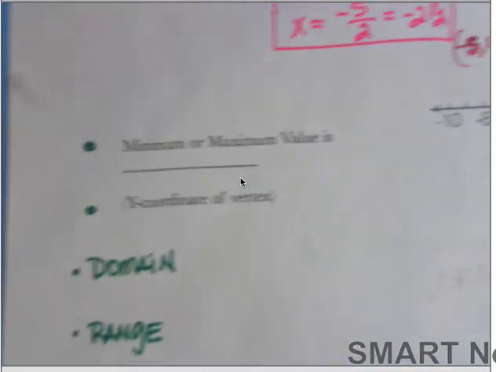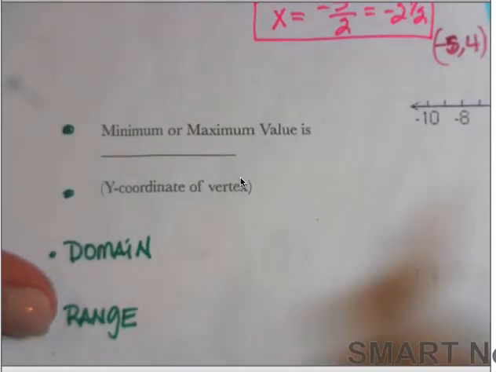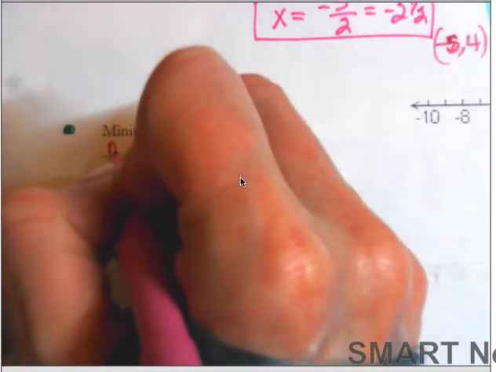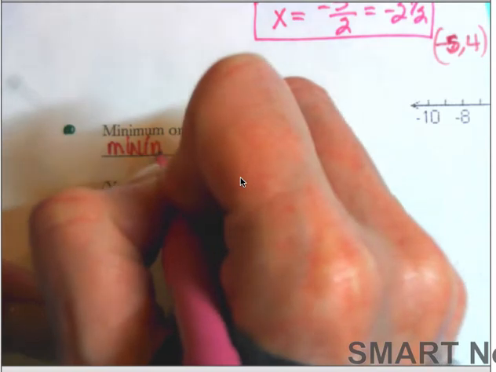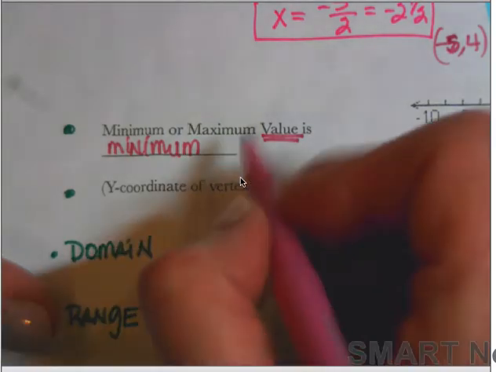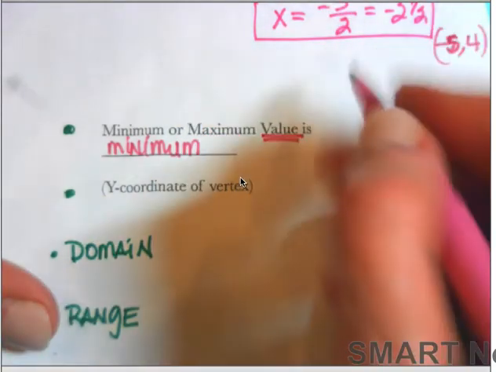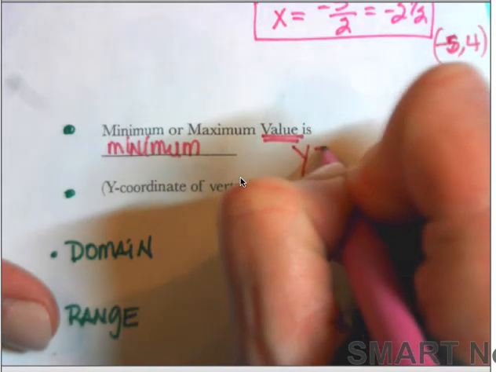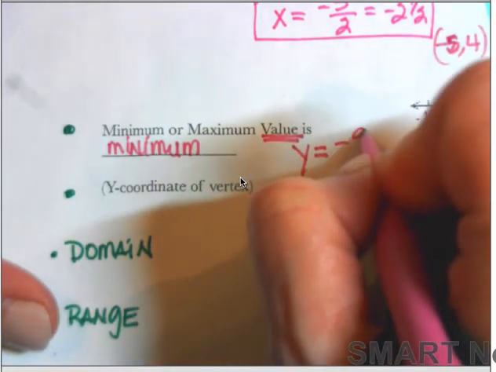Maximum or minimum? Well, here, this is going to be a minimum value because the curve opens up. So the vertex is going to serve as a minimum, and the actual value, as I stated earlier, is the y-coordinate of the vertex. So the minimum value for this function would be -9/4.